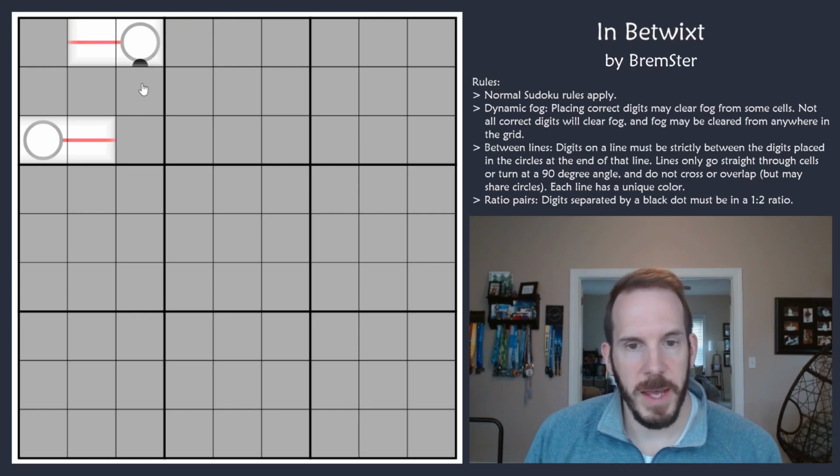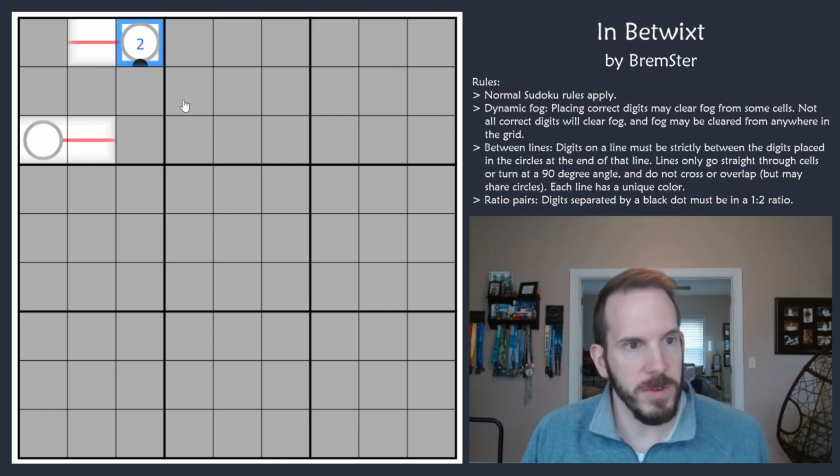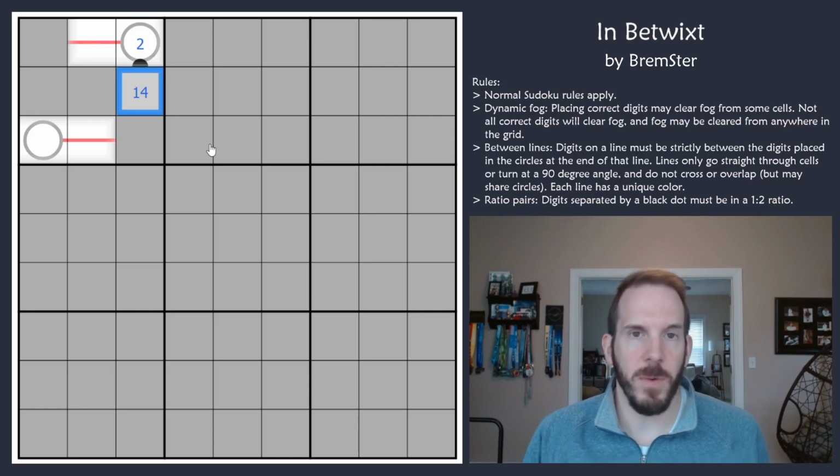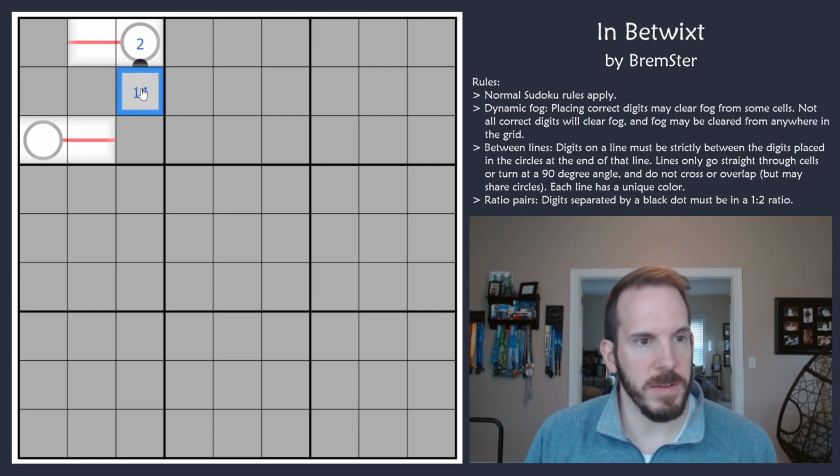And finally, we have ratio pairs. The digits separated by a black dot must be in a 1-to-2 ratio. So for example, if this one was a 2, then this one can either be a 1 or a 4. In other words, one of the digits has to be double the other.